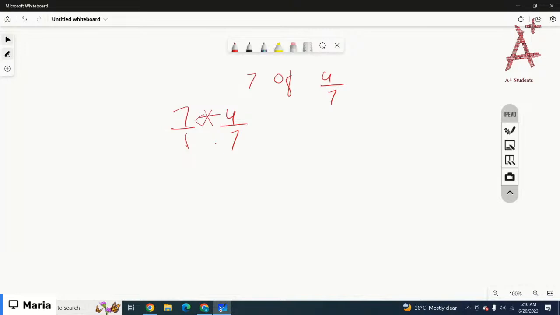You have to do numerator times numerator, denominator times denominator. You have to do 7 times 4 divided by 7 times 1. 7 and 7 are common factors, so you can just cancel them out. You are left with 4 over 1, and that equals 4. That means out of the 7 students, 4 of them play violin. Got it?